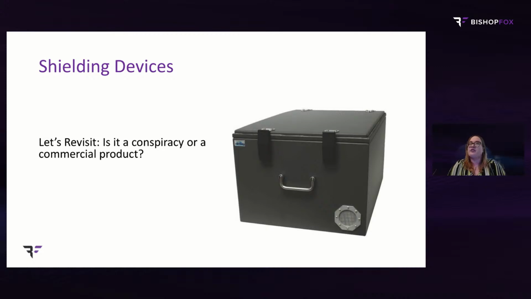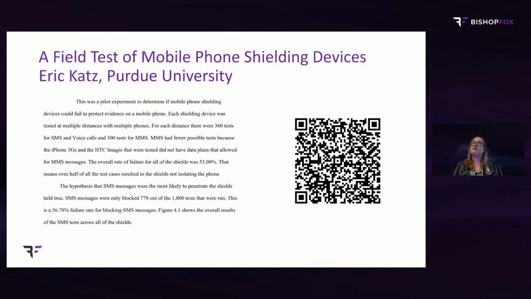Out of all the examples presented, this is the closest thing you're going to get to an accurate shielding device. Something very thick and large and unwieldy, not like the little pouches for phones you may see in schools, right? So these products are the type that we're looking at. It was studied in this study by Eric Katz of Purdue University. You can take a look at this research yourself.